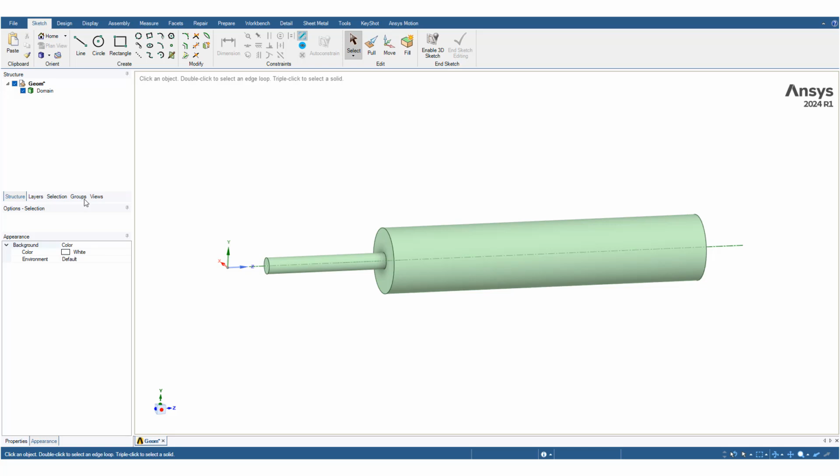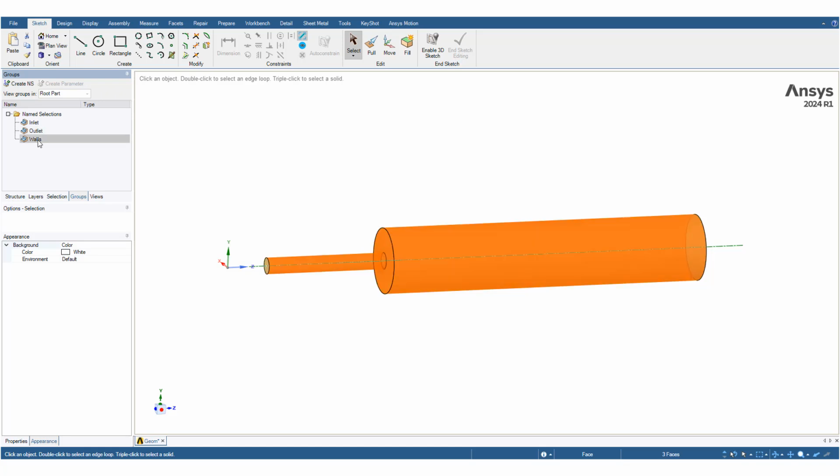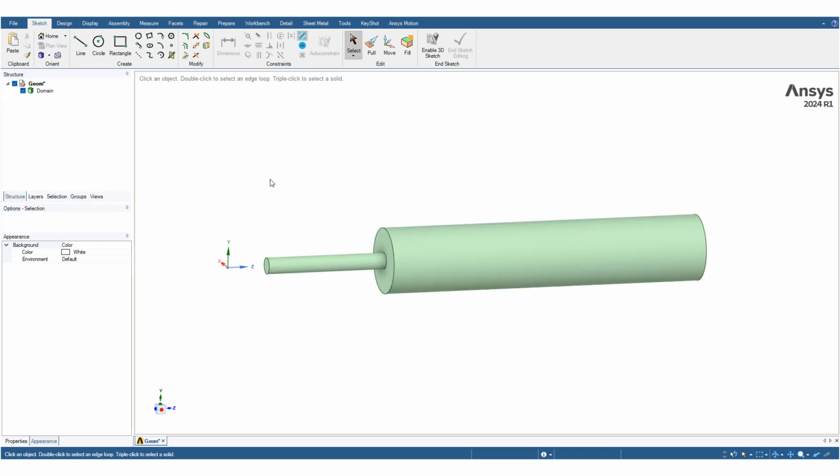Also, I assigned names to the model. As you can see: inlet, outlet, and the lateral part is for the walls. So it is a pretty simple problem that we have here, and we use it in Fluent meshing and then for running the model in Fluent itself.